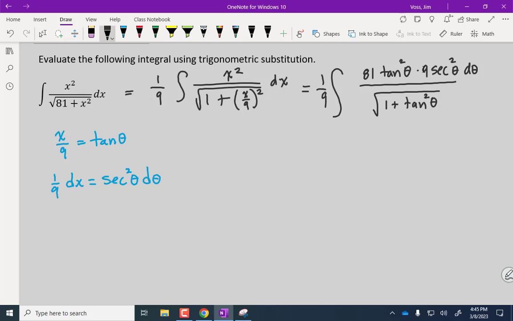So 1 plus tangent squared is secant squared. The square root of secant squared is secant. So this denominator is going to take out this 2 and make it a 1. We have a secant up top that cancels with that whole denominator. We have a 9 that cancels right there. So we'll end up with 81 in front, and I think all we're left with is tan squared times secant.